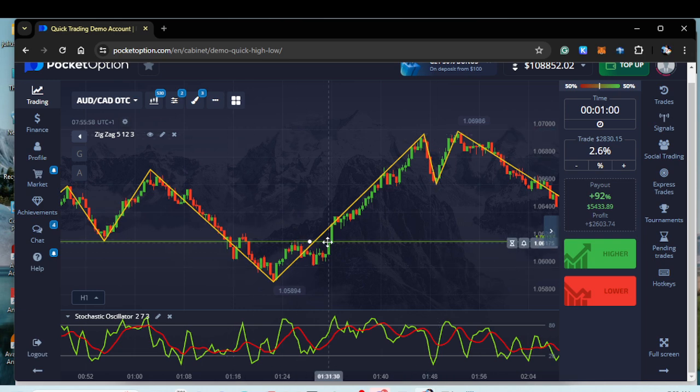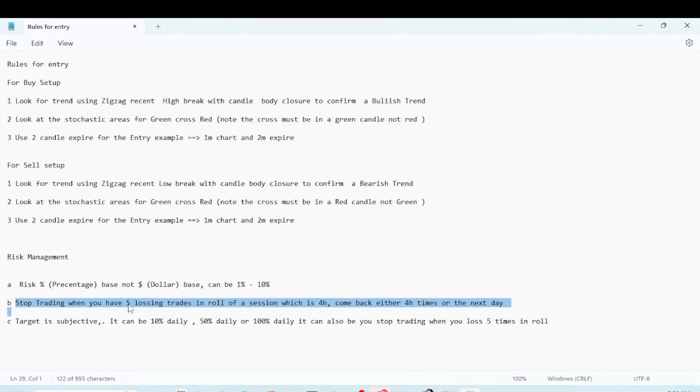It's not like you win one, you win the next one, you win the third one, you lose the fourth one, you win the fifth one, you lose the sixth one. If it's win, lose, that's not what I mean by losing trades in a row. Losing trades in a row means you are just losing continuously, no winning at all. So once you have these losing trades in a row, you stop trading for that session.